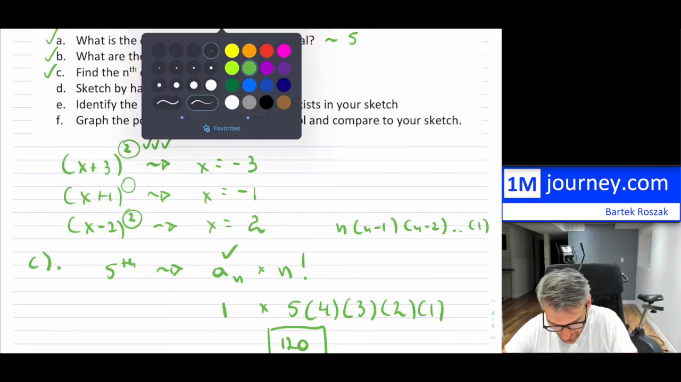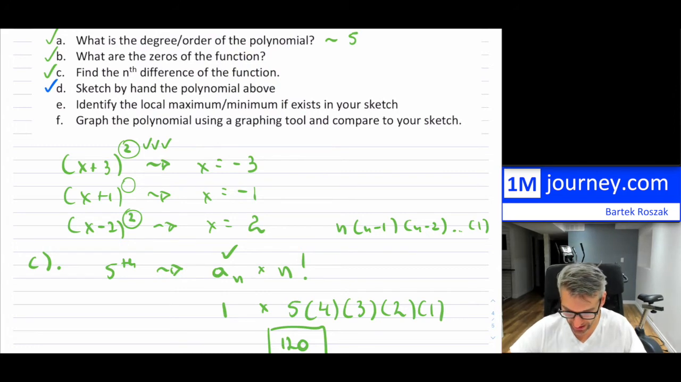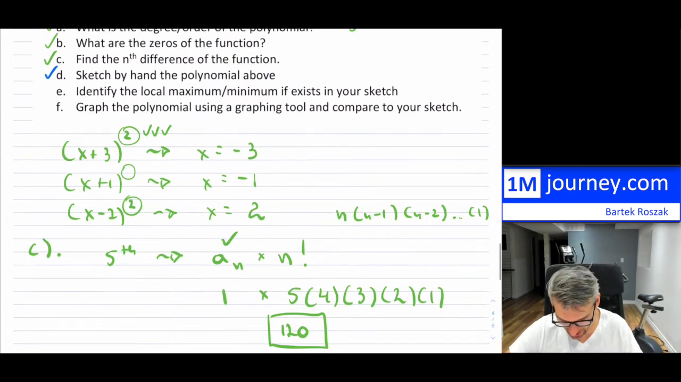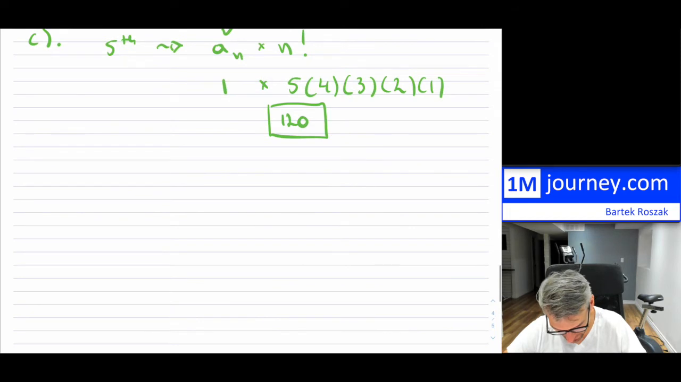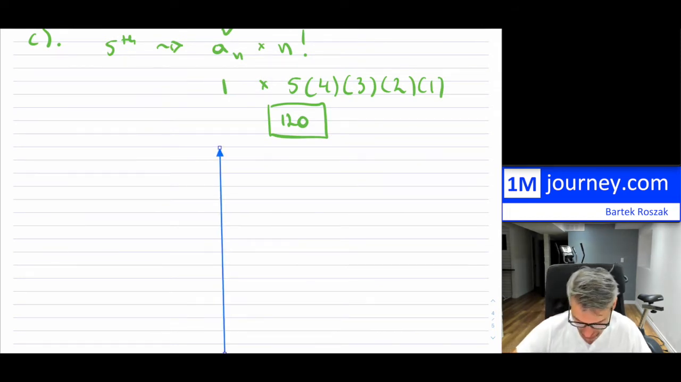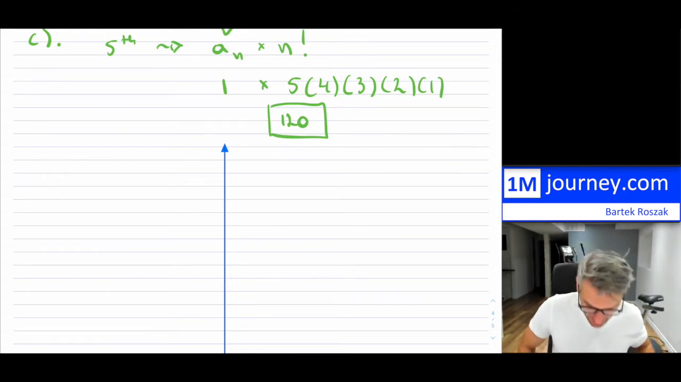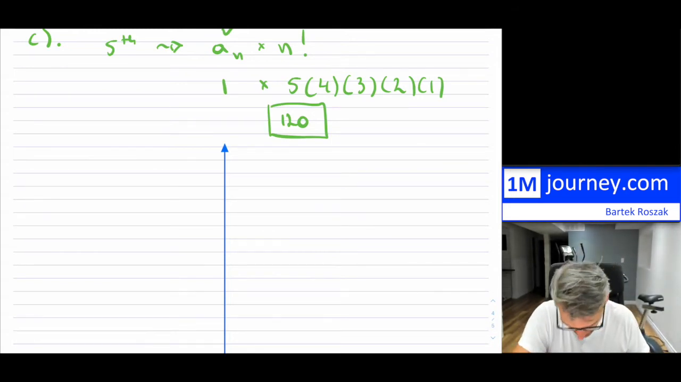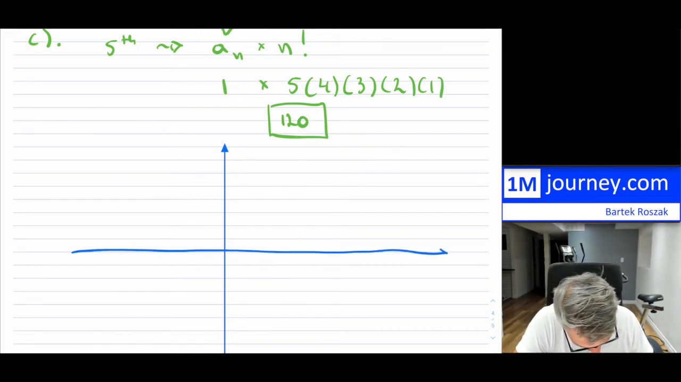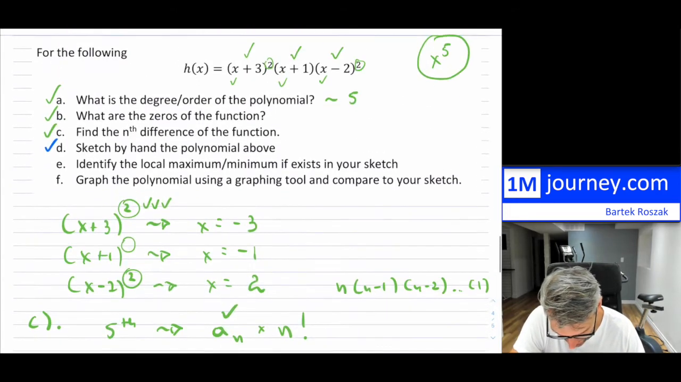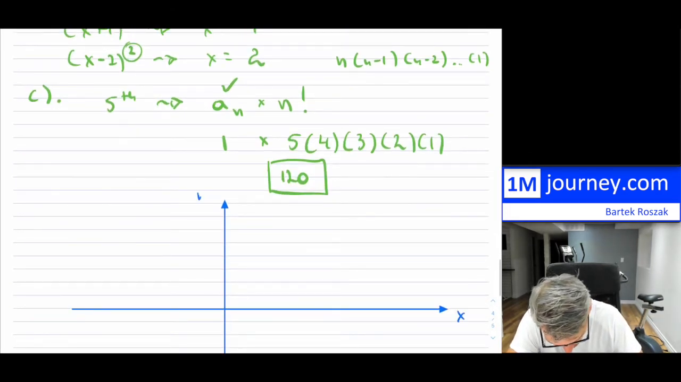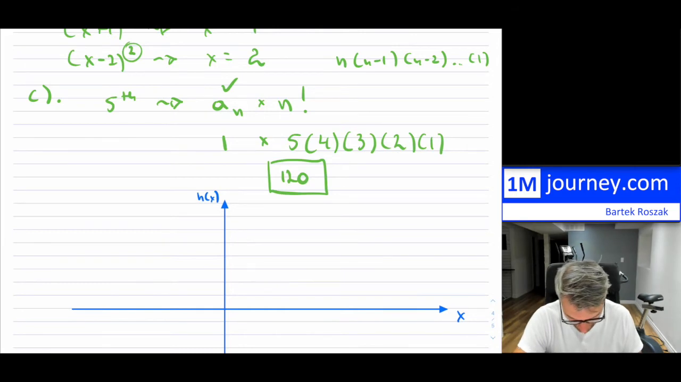Part C, okay, so sketch by hand. Woohoo. Okay, so this should be fun. So sketching, let's try it. I always do these and they're not straight, and that's because of the way I'm sitting and the way that I'm writing these out. Let's straighten up a little bit. Okay, so this is my x and y, or h of x. That's what I'm going to be plotting.